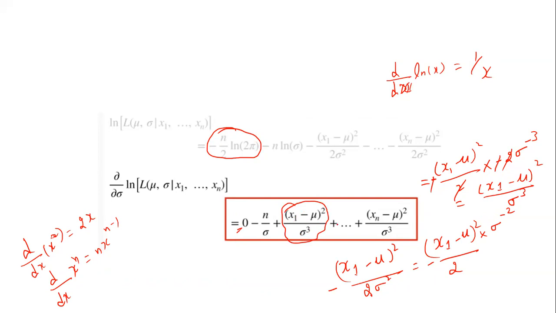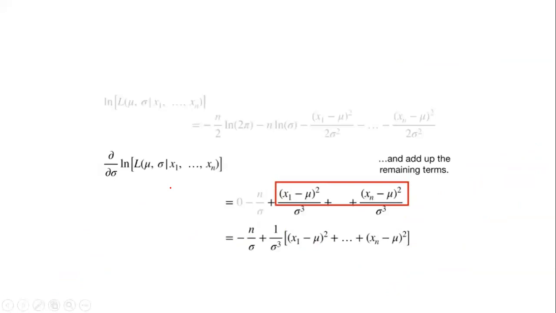So this is for x1. Similarly, we'll get for x2. For x2 also we'll get (x2 minus mu) the whole square divided by sigma cube. So on and so forth, (xn minus mu) the whole square divided by sigma cube. Right? So this is the equation we got when we take derivation with respect to sigma.